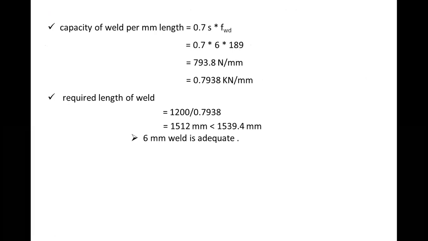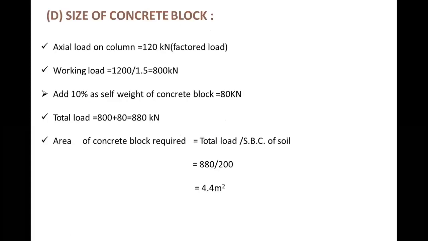So required length of weld is equal to 1200 divided by this value 0.7938, right? So our answer is 1512 mm, which is less than 1539.4 mm, which means that our assumed weld size, which is 6 mm, is adequate.